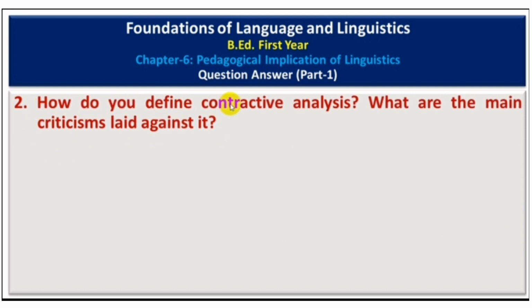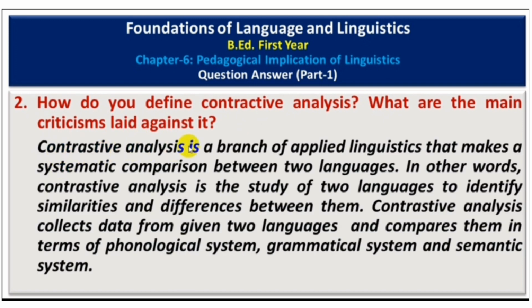How do you define contrastive analysis? What are the main criticisms laid against it? Contrastive analysis is a branch of applied linguistics that makes a systematic comparison between two languages. In other words, contrastive analysis is the study of two languages to identify similarities and differences between them. Contrastive analysis collects data from given two languages and compares them in terms of phonological system, grammatical system, and semantic system.